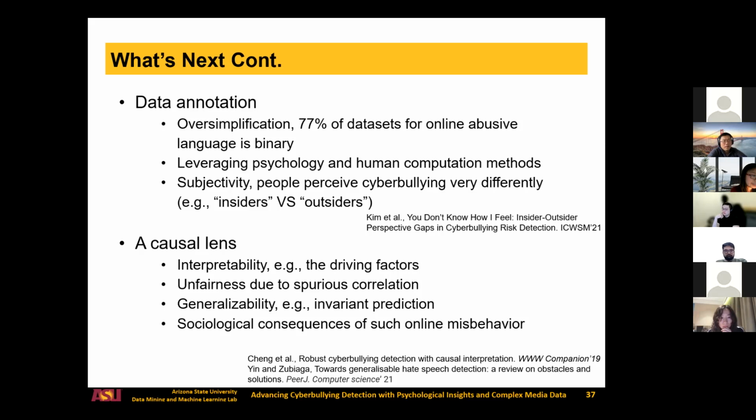The last one is causal AI. I think for all the problems I mentioned, like biases, generalizability, and also interpretability, these are not just challenges in cyberbullying, but common challenges in machine learning. I think the key to address these challenges is to understand the underlying causal mechanisms. So that's pretty much it.